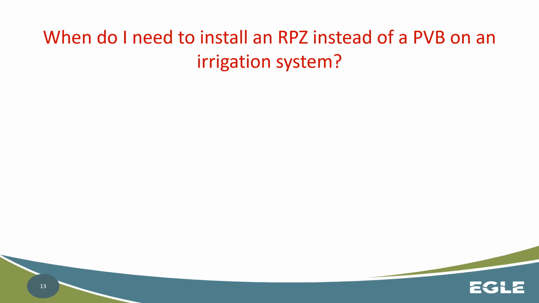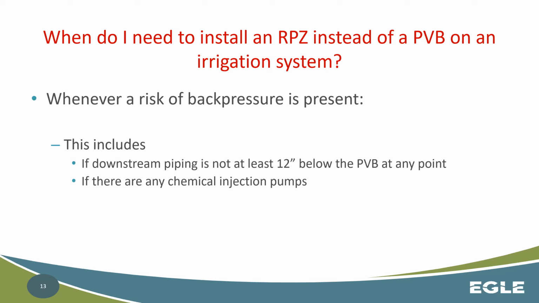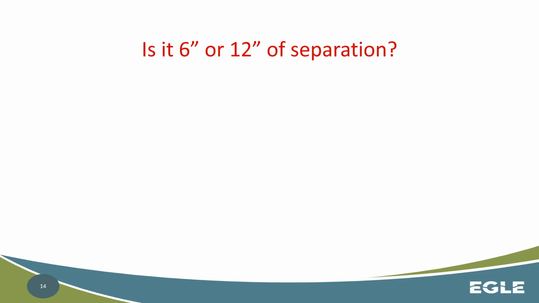When do I install an RPZ instead of a pressure vacuum breaker on an irrigation system? Well, if back pressure could occur because there's a pump, that's when you do it. And if the downstream piping isn't 12 inches, there's a couple of conditions. If there's a pump, it's got to be an RPZ. And if there's not the 12-inch gap, it needs to be an RPZ. That's when you would do that, okay?